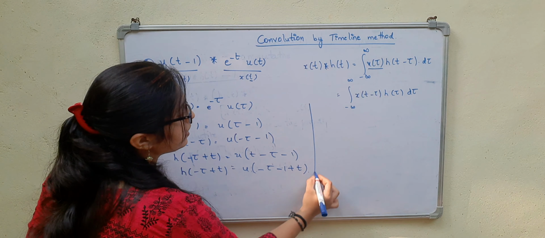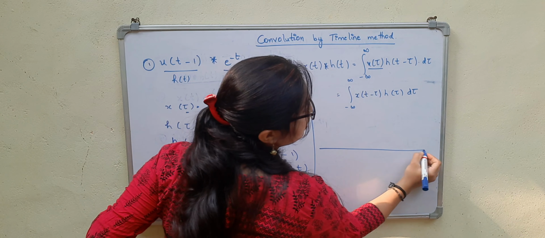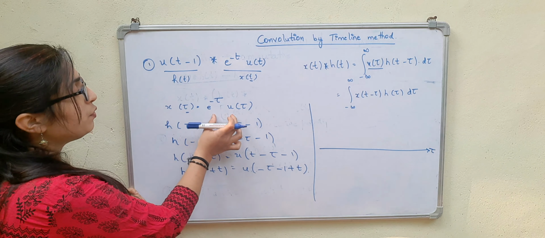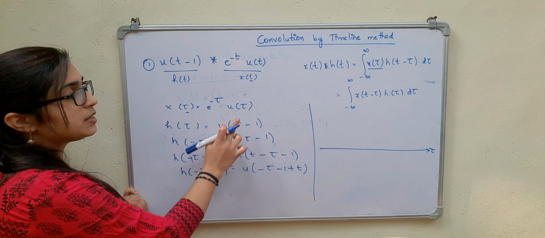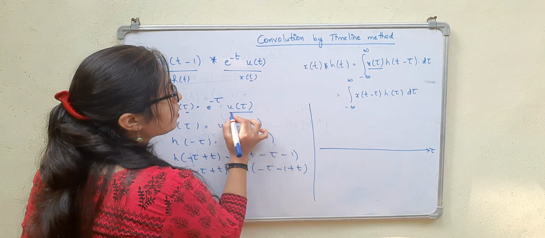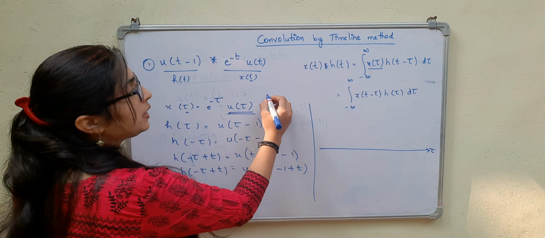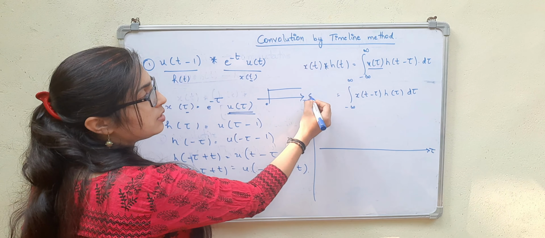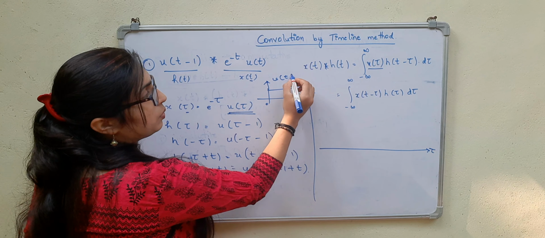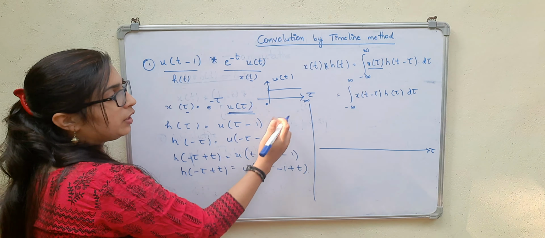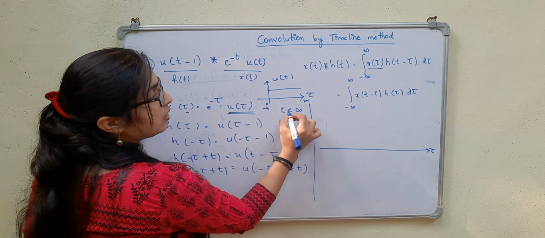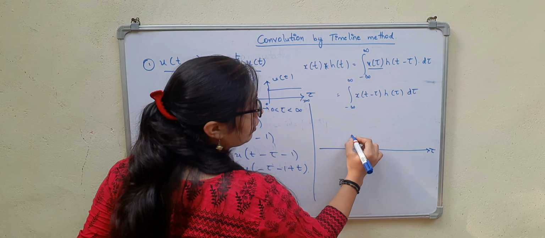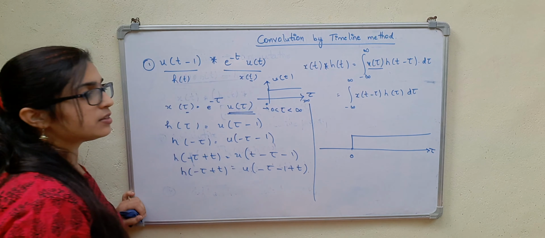Next, we will take the tau axis here. This is the tau axis. First I will plot x of tau, which is nothing but e to the power of minus tau u of tau. And you know what u of tau is: it is from 0 to infinity. So here tau is from 0 to infinity. I will consider this as 0 and it will go to infinity, and here I will draw the decaying exponential like this.